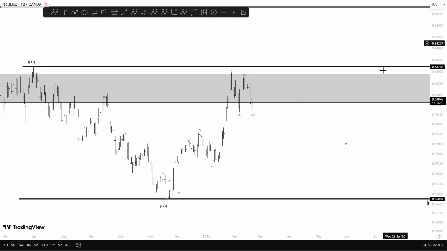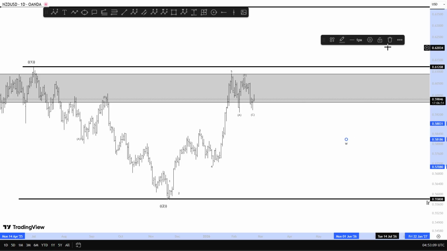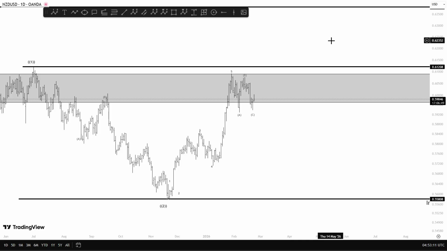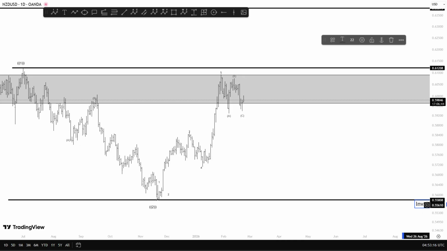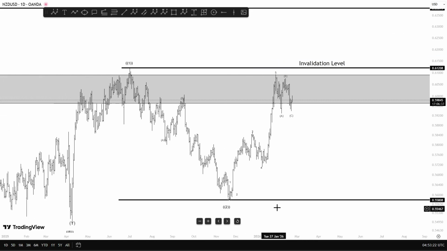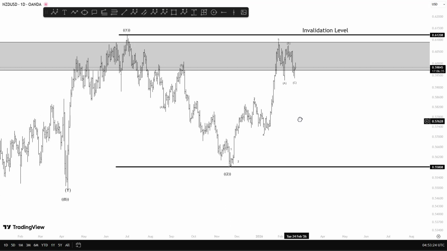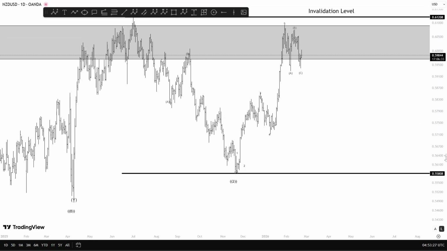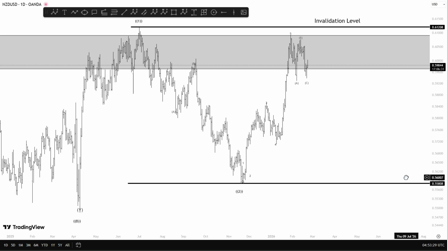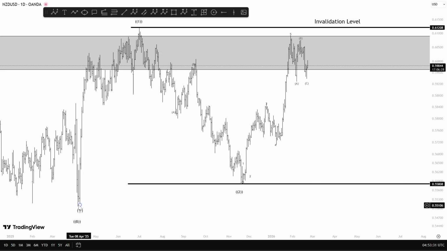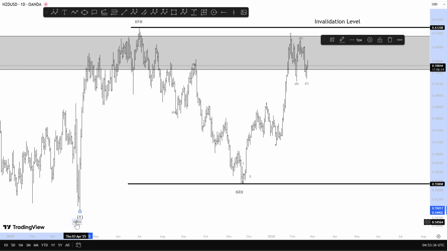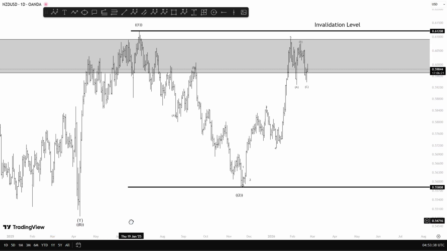Let us just remove this so it won't confuse a lot of traders. And these are invalidation levels. If you want to buy, you want to sell, that's our invalidation level. And so you can see it clearly, we just completed our wave one.